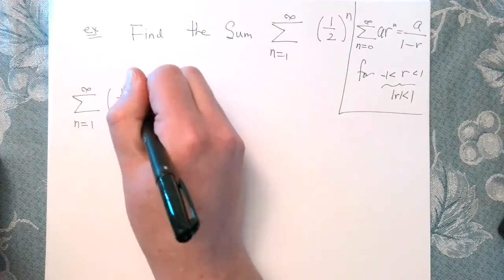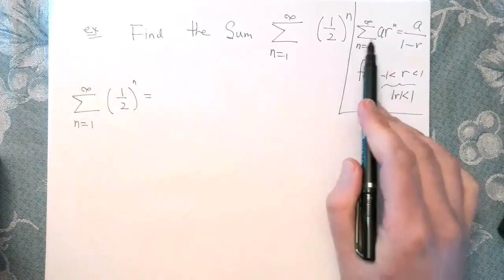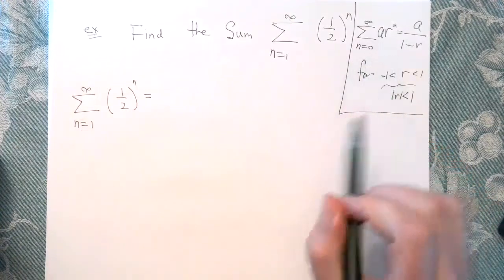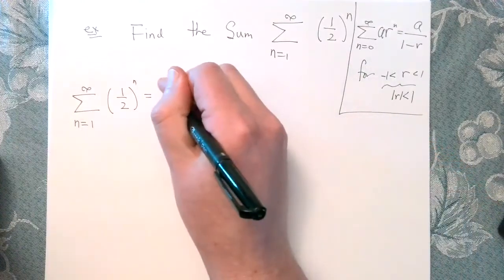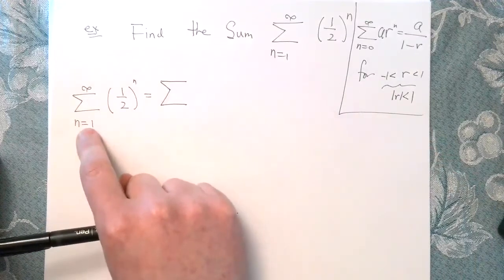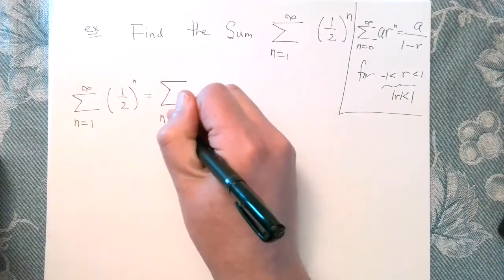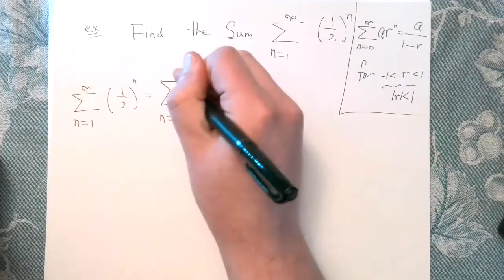I've got 1/2 to the n. The first thing I want to do is adjust the index. This is my goal index. I want n equals 0. And we know from our study of series that if the index goes down by 1, then this has to increase by 1. We can convince ourselves that makes sense.